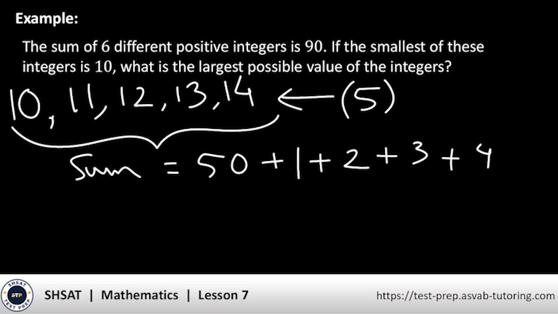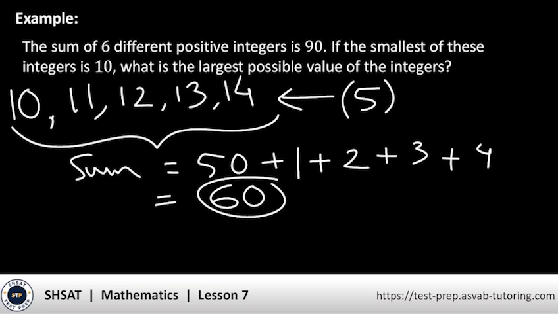So 4 and 3 is 7. 7 and 1 is 8. 8 and 2 is 10. 10 and 50 is 60. So the sum of all of these numbers is 60. So that means the sum of the first 5 numbers is 60.